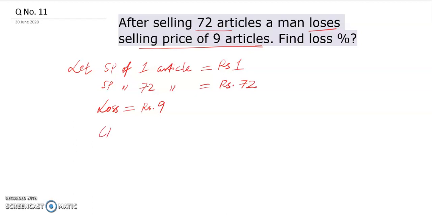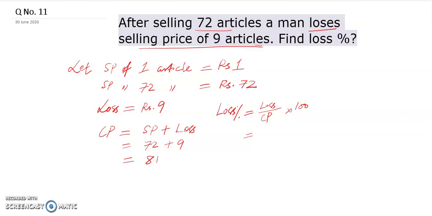Now we know that CP is equal to SP plus loss. SP is 72 and our loss is 9. So our CP is how much? 81. And we need to find the loss percent. So loss percent we know. Loss percent is equal to loss upon CP into 100.